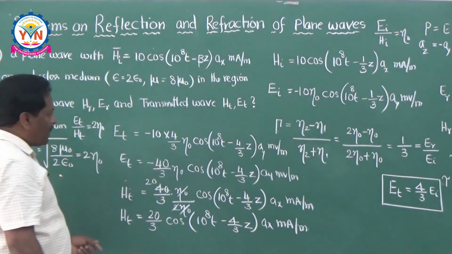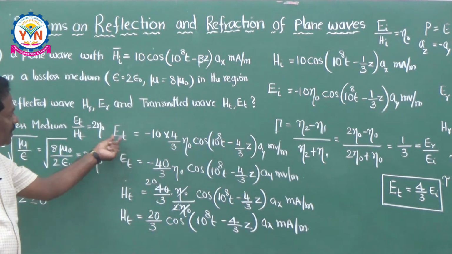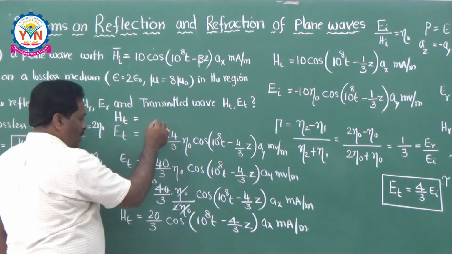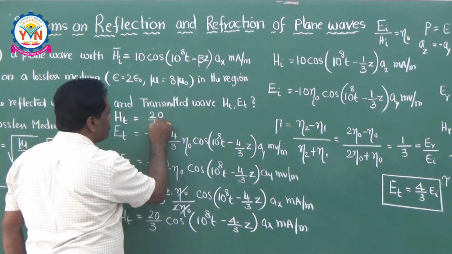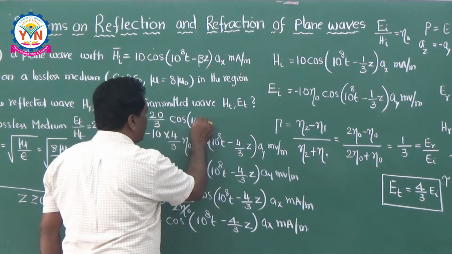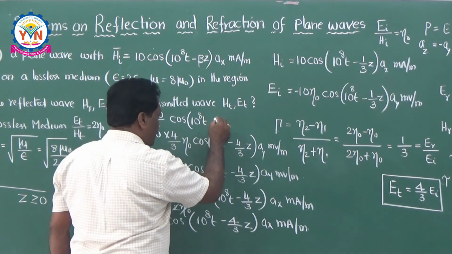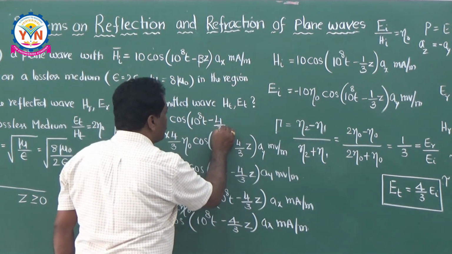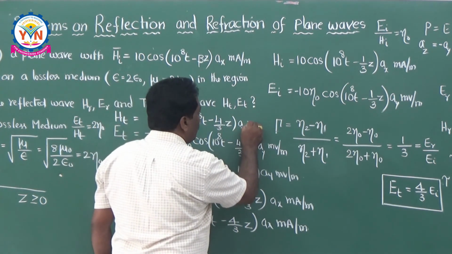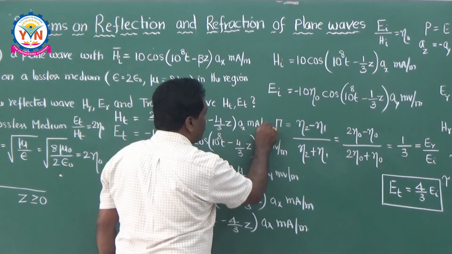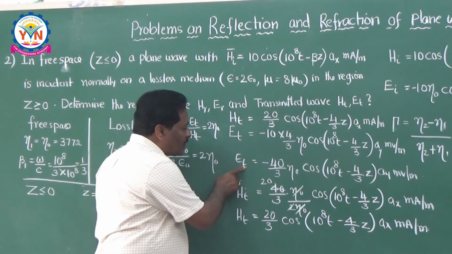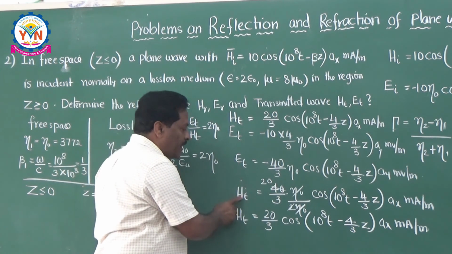So for clarity, I can write the same expression here. HT is equal to 20/3 cos of 10 to the power of 8 t minus 4/3 into z into AX milliamperes per meter. So this is the way of writing the transmitted components of both E and H.